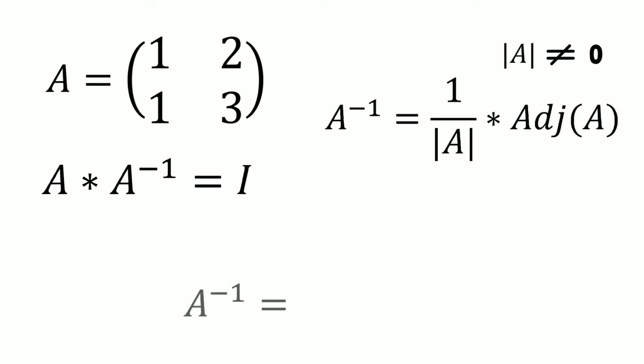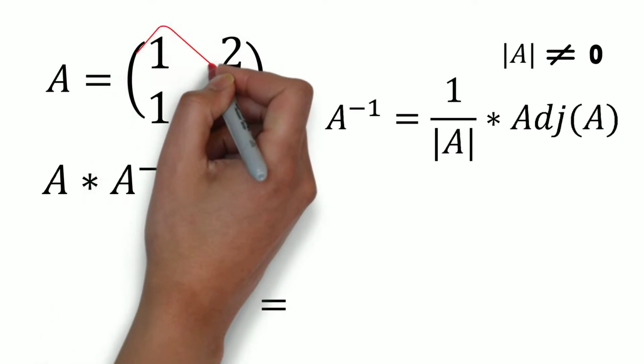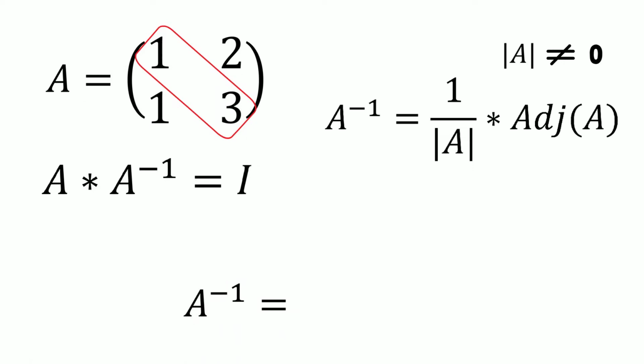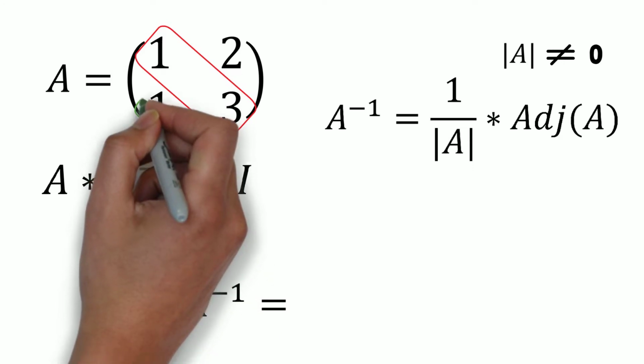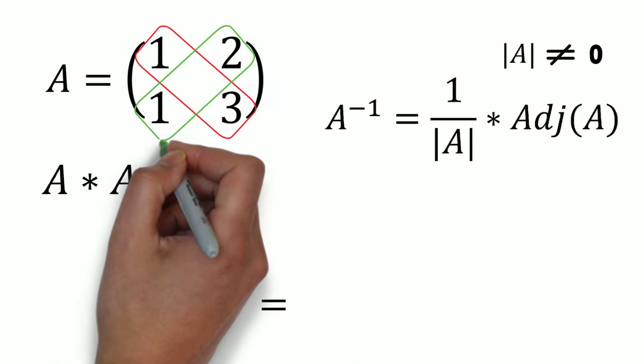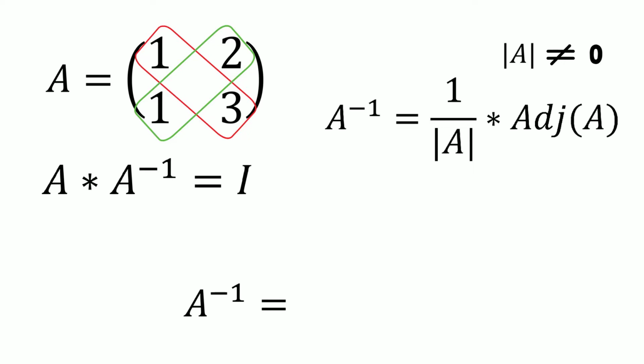We will now start filling in this formula. The inverse of A equals 1 divided by the determinant of A. As you already know, you can calculate the determinant of A by multiplying the main diagonal and subtracting the multiplication of the off diagonal. In this case 1 times 3 equals 3, minus 1 times 2 which is 2, so the determinant of A equals 1. Therefore 1 divided by the determinant of 1 is also 1. This means that we only have to find the adjoint of A now.